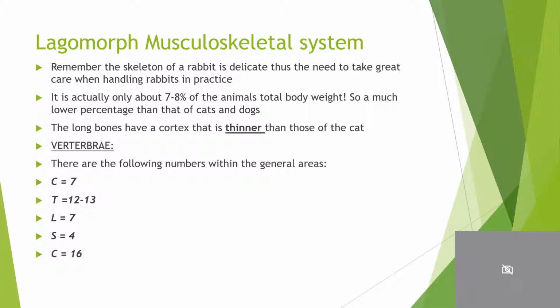In relation to vertebrae, these are the following numbers within the general areas. Cervical 7, thoracic 12 to 13, lumbar 7, sacral 4 and coccygeal 16.